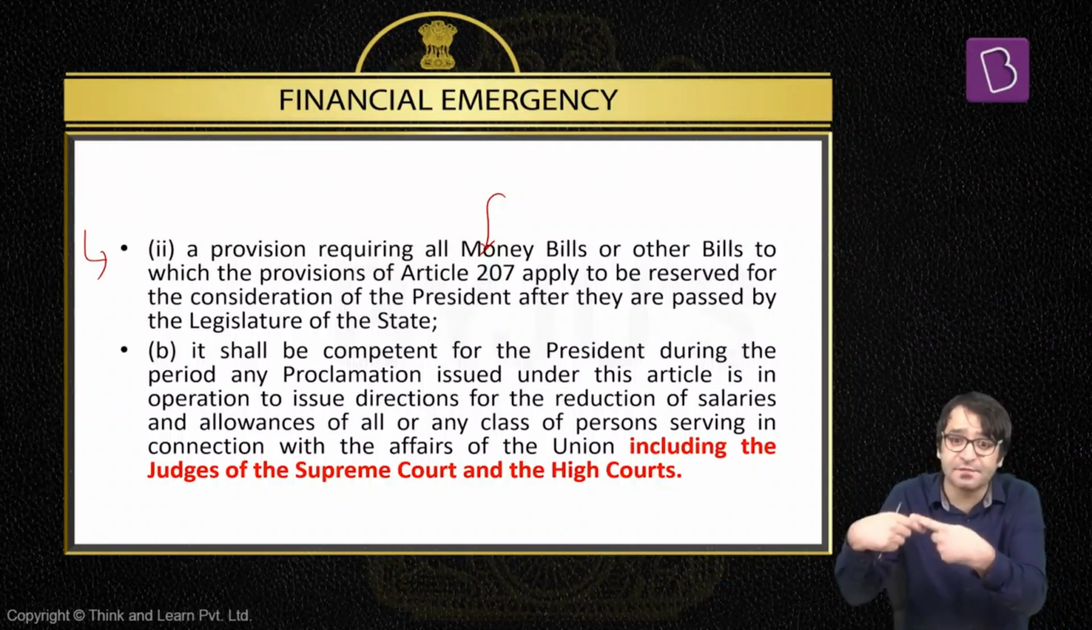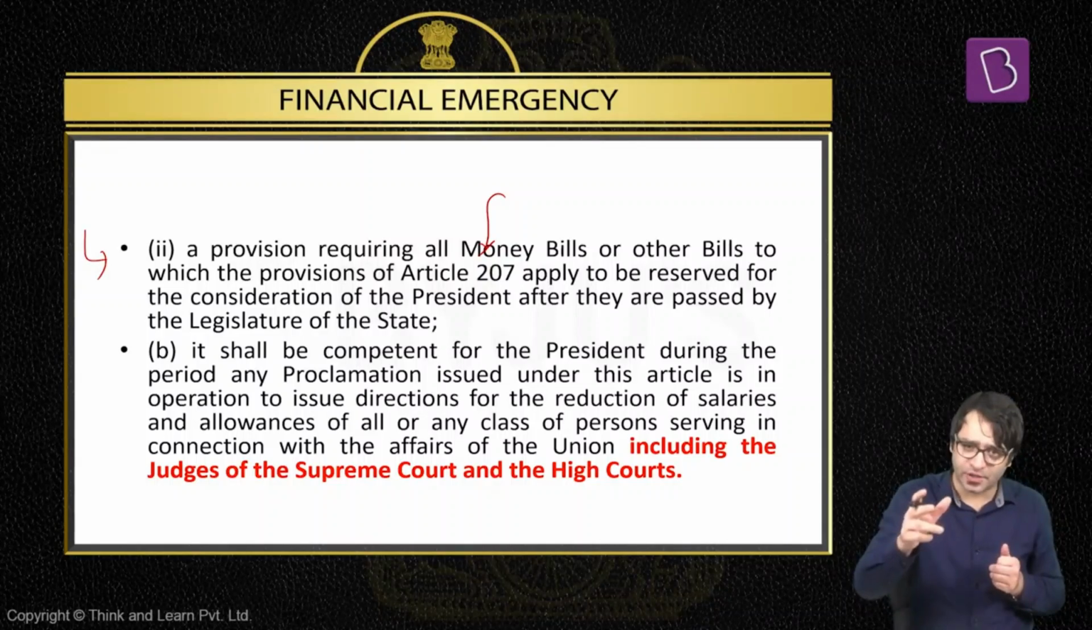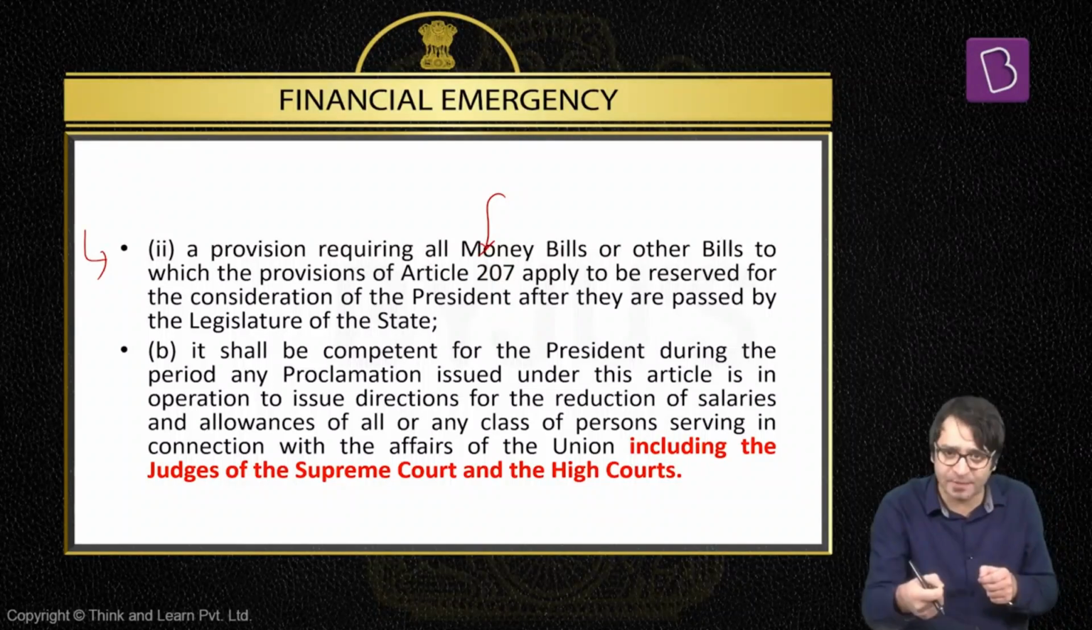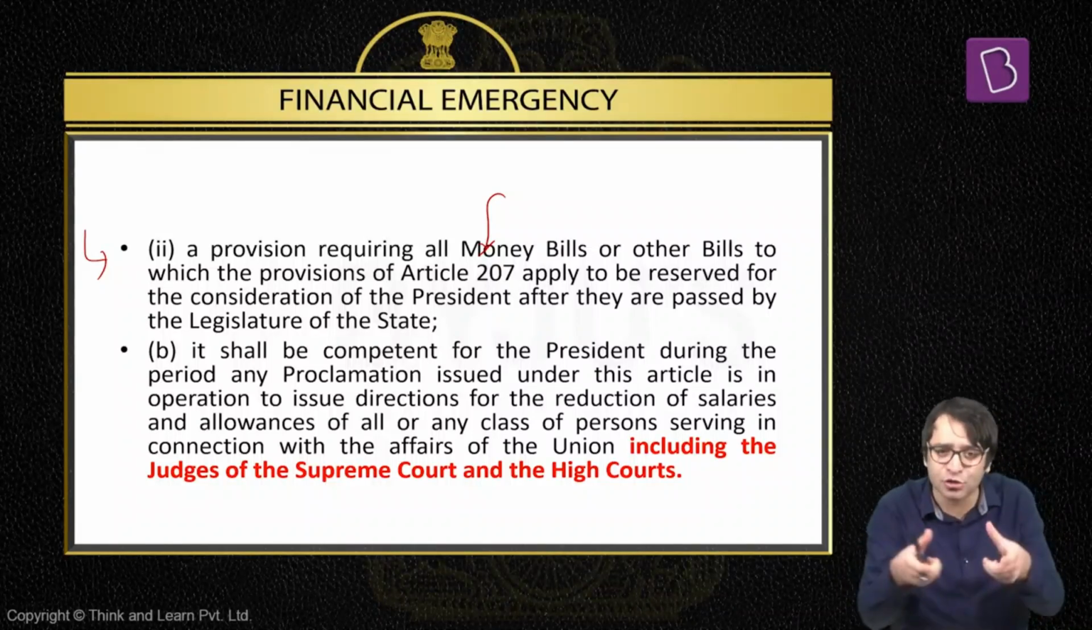Second thing that can happen is that money bills or financial bills under Article 207 of the Constitution. With respect to the states, there is a financial bill under Article 207. Directive can be issued by the center to the states that once your state legislative assembly passes a money bill or a financial bill, please reserve this for the consideration of the president. That means before the governor gives his assent to these money bills and financial bills, these bills must be reserved for the consideration of the president. That is another directive that can be issued by the center to the states during financial emergency.